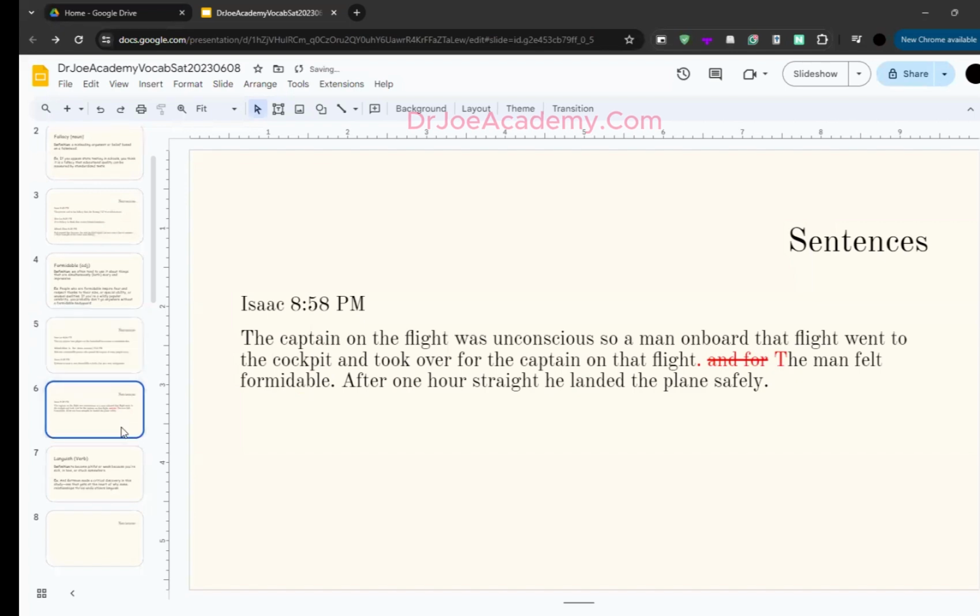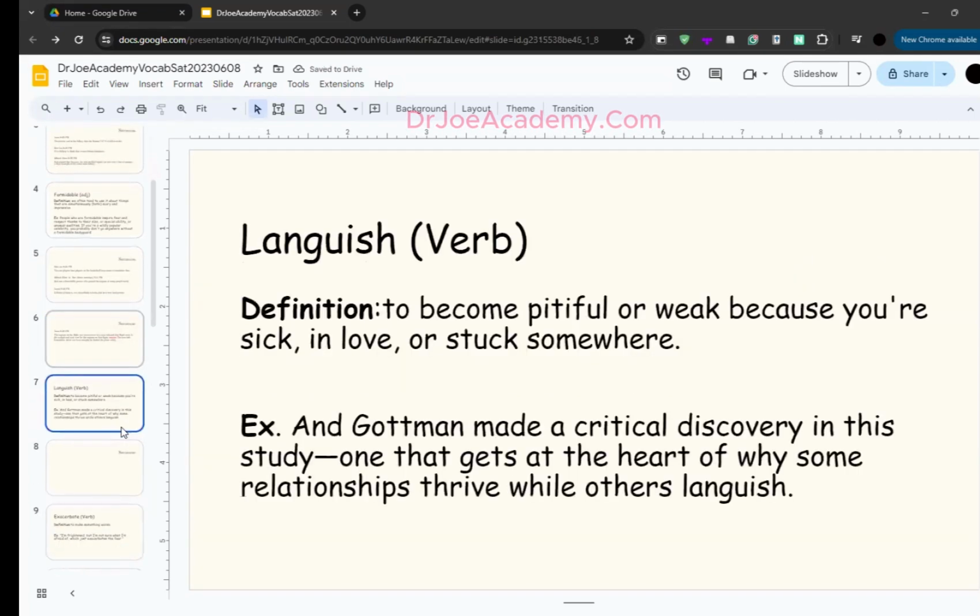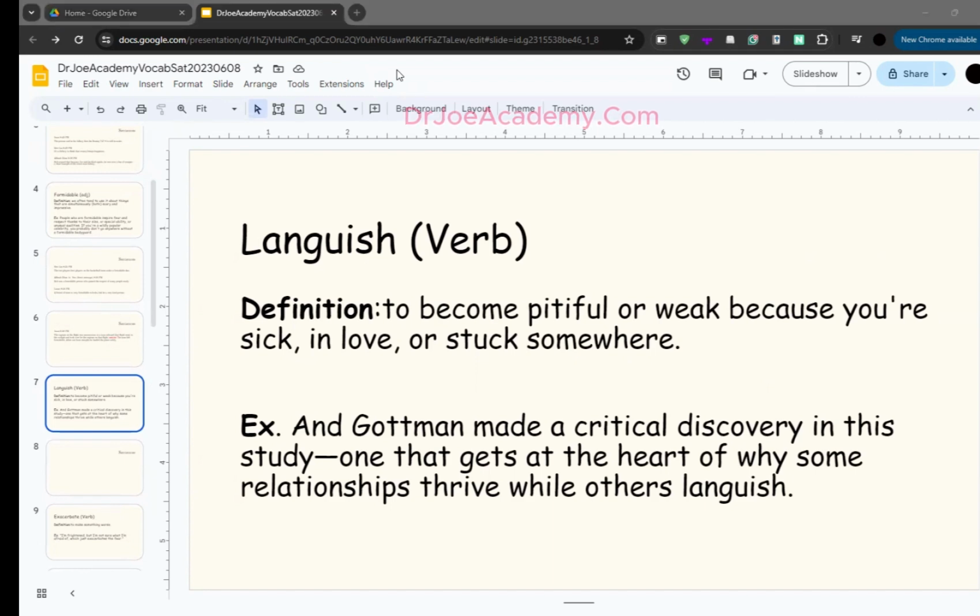And great job, everyone, with your sentences. Now, our next word is the word languish, which is a verb. So it's an action that someone would do. Alina, do you want to read the definition and example for languish? Languish, verb. Definition: to become pitiful or weak because you're sick, in love, or stuck somewhere. Example: Gottman made a critical discovery in this study, one that gets at the heart of why some relationships thrive while others languish.